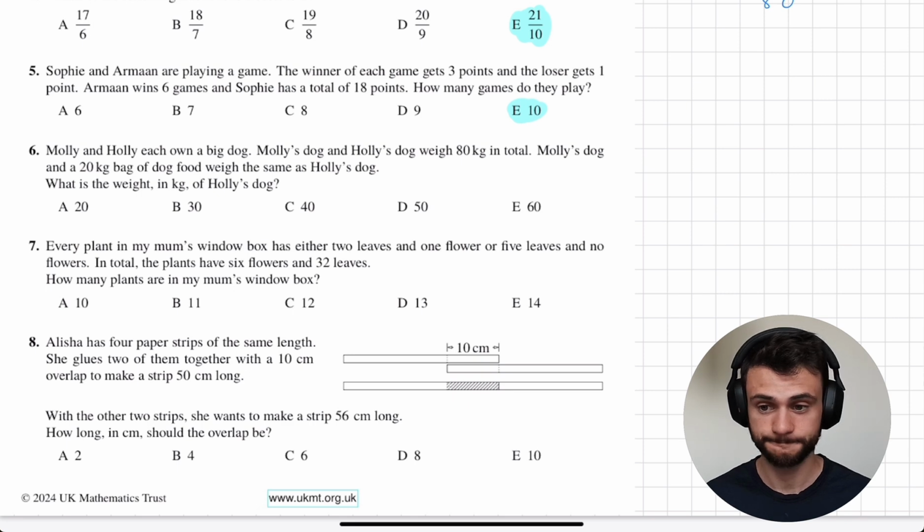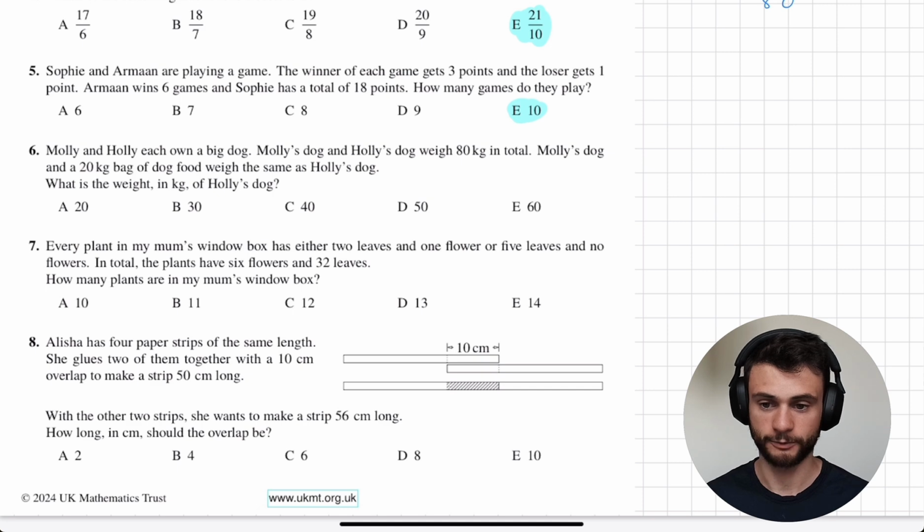Okay, question 6. Molly and Holly each own a big dog. Molly's dog and Holly's dog weigh 80 kilograms in total. Molly's dog and a 20 kilo bag of dog food weigh the same as Holly's dog. What is the weight in kilos of Holly's dog?